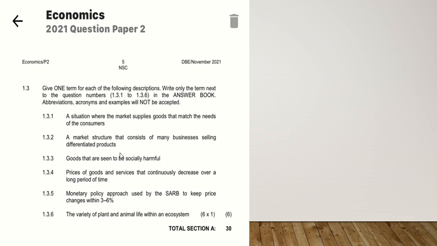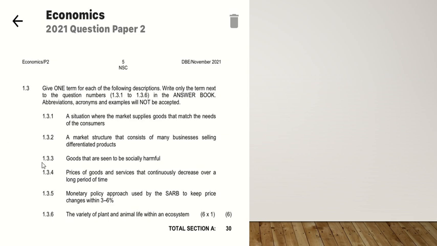Please remember to phrase your words properly. You can't just write monopolistic. They give you marks for writing monopolistic competition, so stick to the correct term. Do not try to shorten it, elongate it, complicate it. Give the correct term that is in your textbook, the term that your teacher taught you.